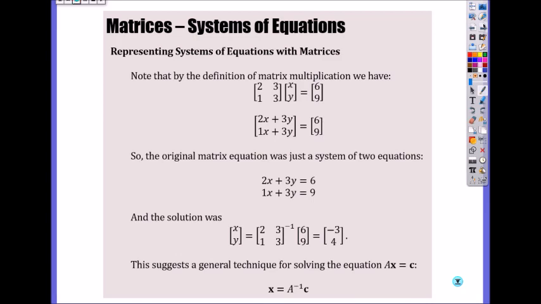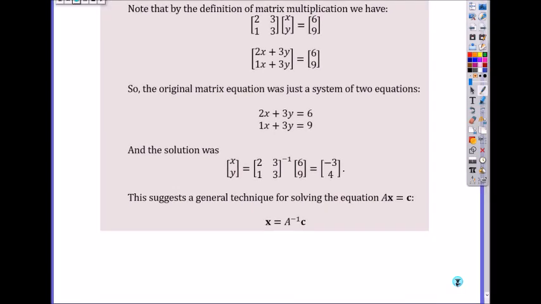This is a system of equations: 2x plus 3y equals 6, and 1x plus 3y equals 9. How can we solve it? You can solve it the way you've been doing, or you can use the matrix. How? Just look at the coefficient matrix and find the inverse of it. And then when you multiply the inverse to these answers, it becomes x and y.